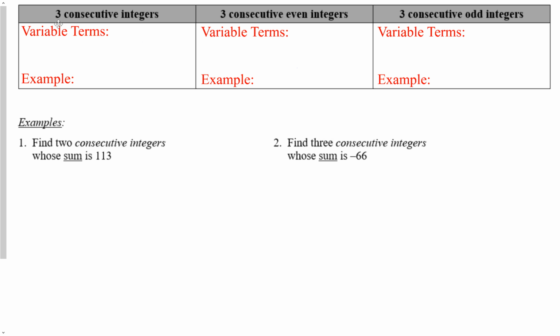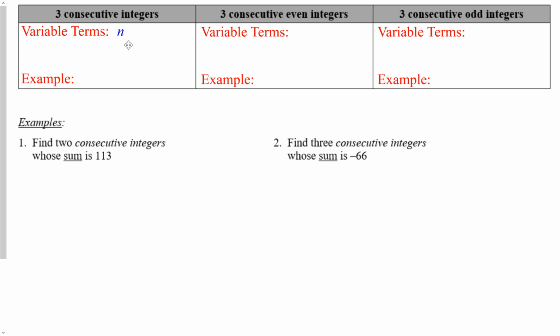So when you define your variable terms, the first term that you're going to use or define would just be a regular variable. I use the variable n a lot when I do these types of problems. You could use x, you could use any variable that you wish to use. But now, like I mentioned before, you don't want to use a different variable for the next consecutive integer, because if you do, you won't be able to solve your equation.